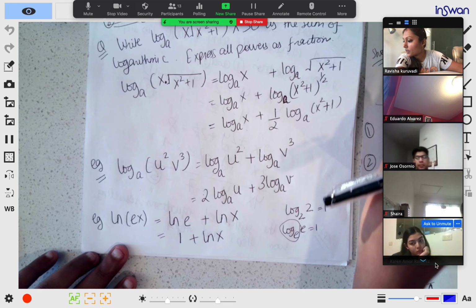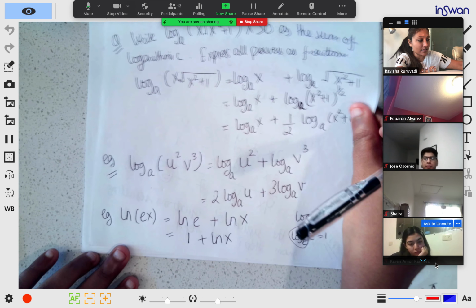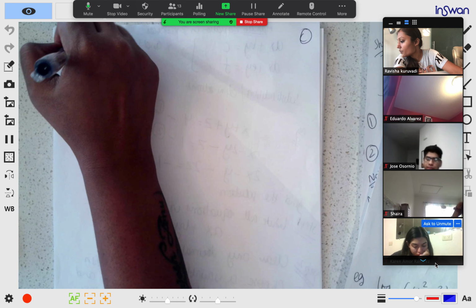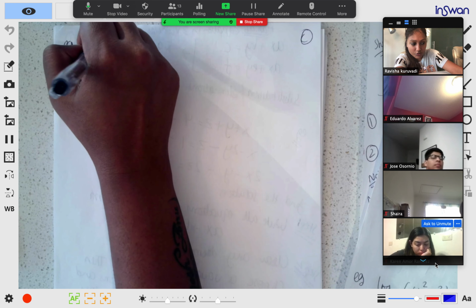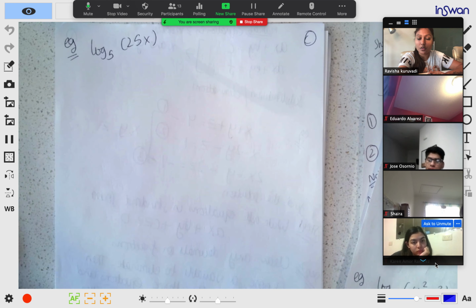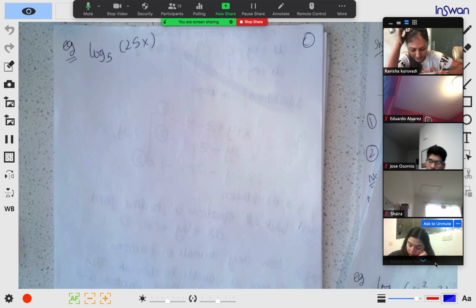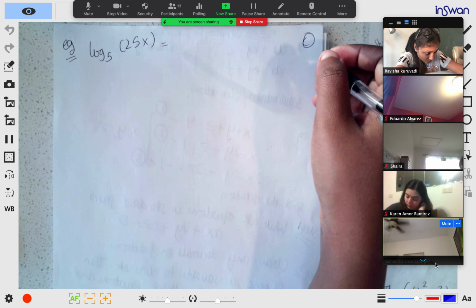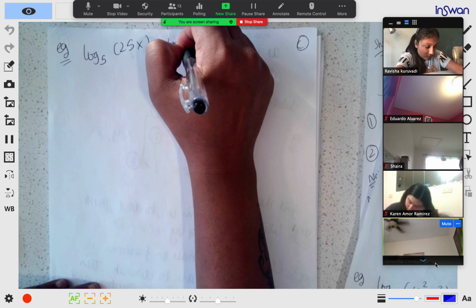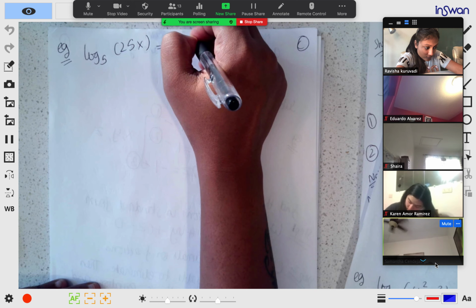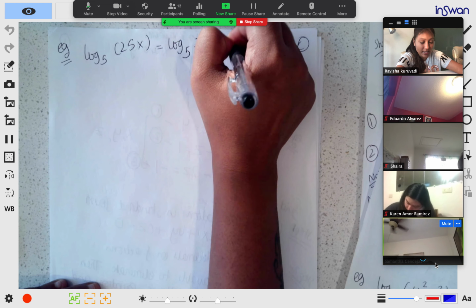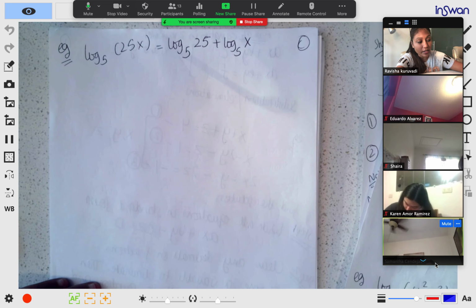Okay, one more problem I'm going to do. You are given one more example. You have log 5 of 25x, and you have to solve this. Samantha, expand this. So it would be log 5 of 25, plus log 5 of x.